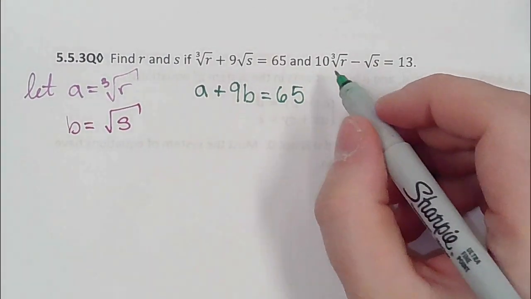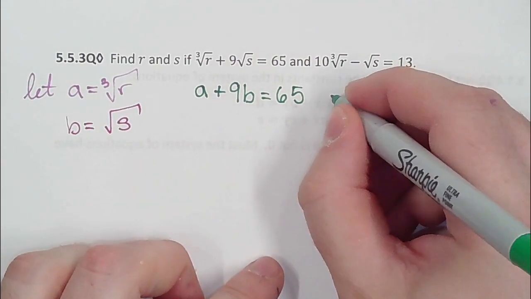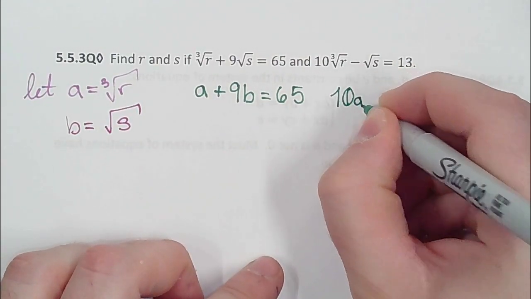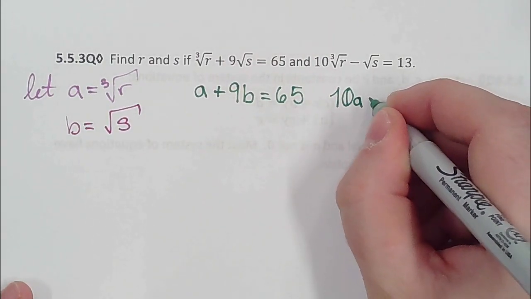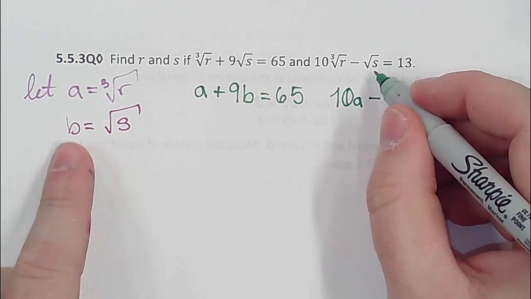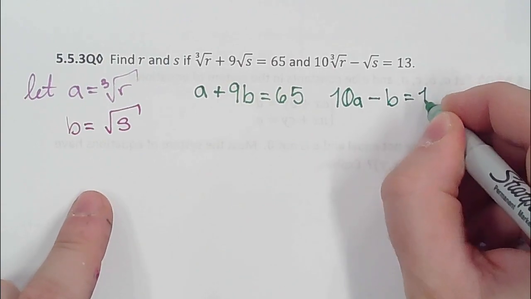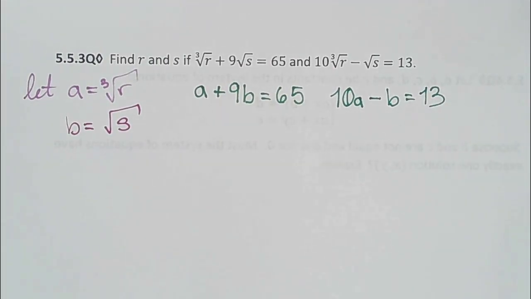And then over here, instead of 10 times the cube root of R, I'm going to do 10A. 10A, that's what Forrest Gump says. 10A, 10A. Minus square root of S. Well, we're going to replace that with B just to make it easier on our brains. So here are our two equations.